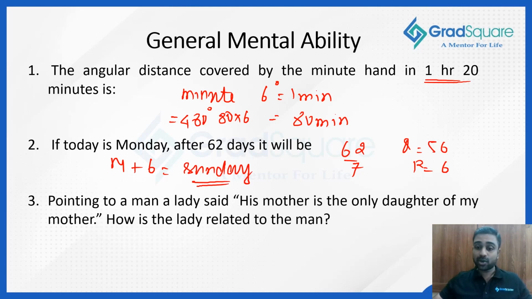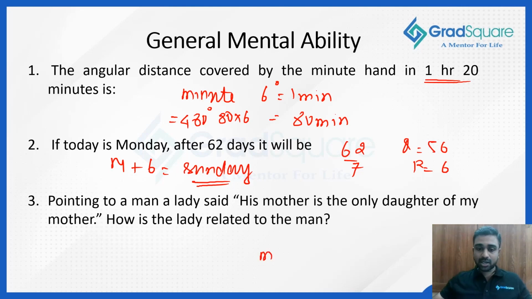And in questions like blood relations, the best and most effective way to solve these kinds of questions is to relate yourself to the question. For example, in this question, pointing to a man, a lady said, his mother is the only daughter of my mother. How is the lady related to the man is the question. So I'm going to relate myself to the question here. I'm going to read this as: his mother is the only daughter of my mother. My mother's only daughter is myself.